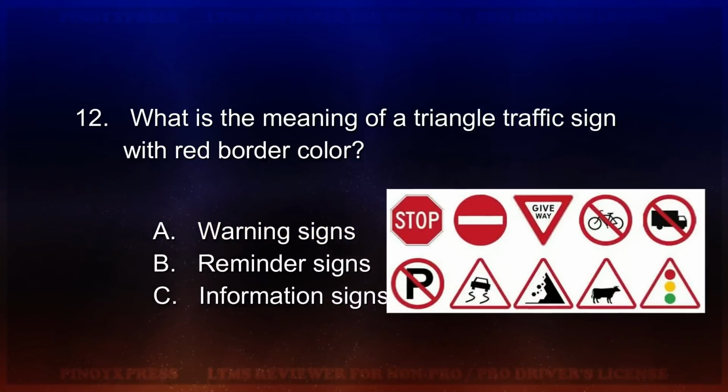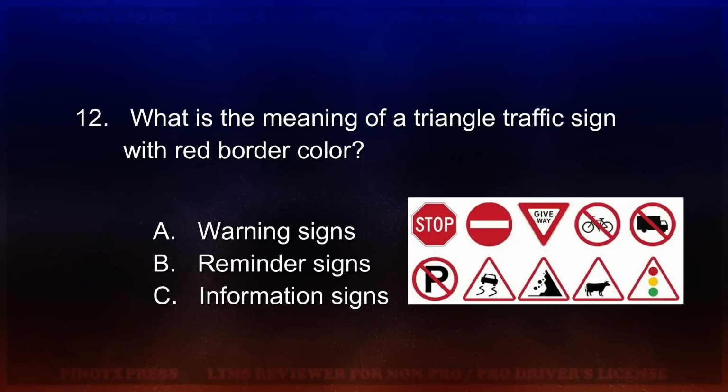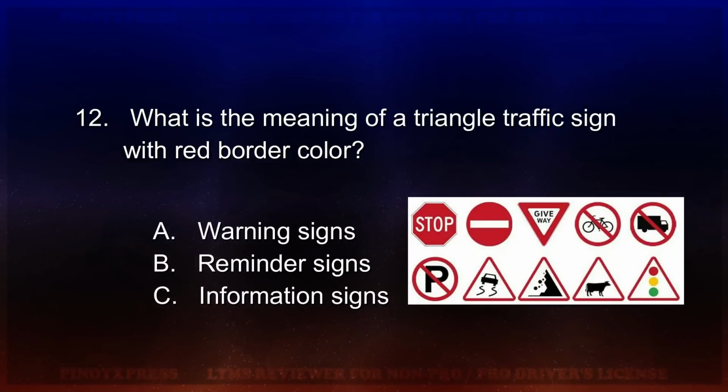What is the meaning of a triangle traffic sign with red border color? A. Warning sign. B. Reminder sign. C. Information sign. The correct answer is letter A.